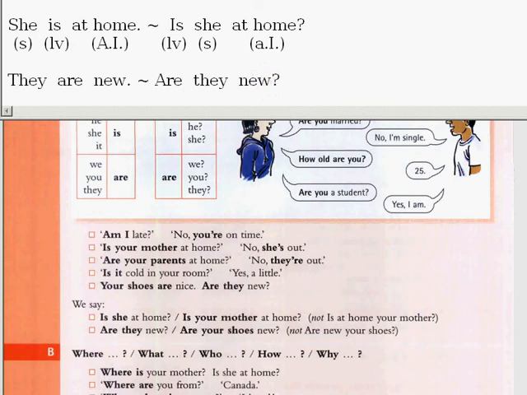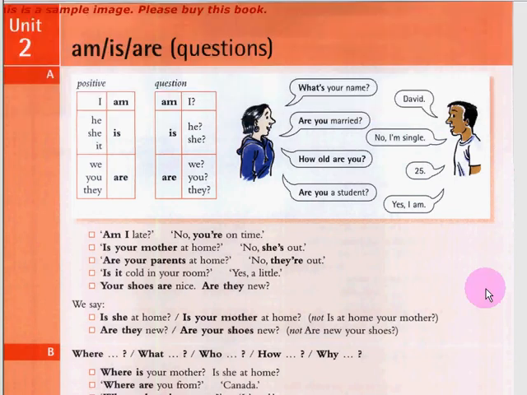See, it's quite simple. Now, we have here other sentences that will demonstrate my point. We used the first one in our example. Is she at home? Or you can also say, is your mother at home? And of course, you say it like this and not, is at home your mother? This is wrong, okay? Next, are they new? Or you can also say, are your shoes new? Not, are new your shoes?